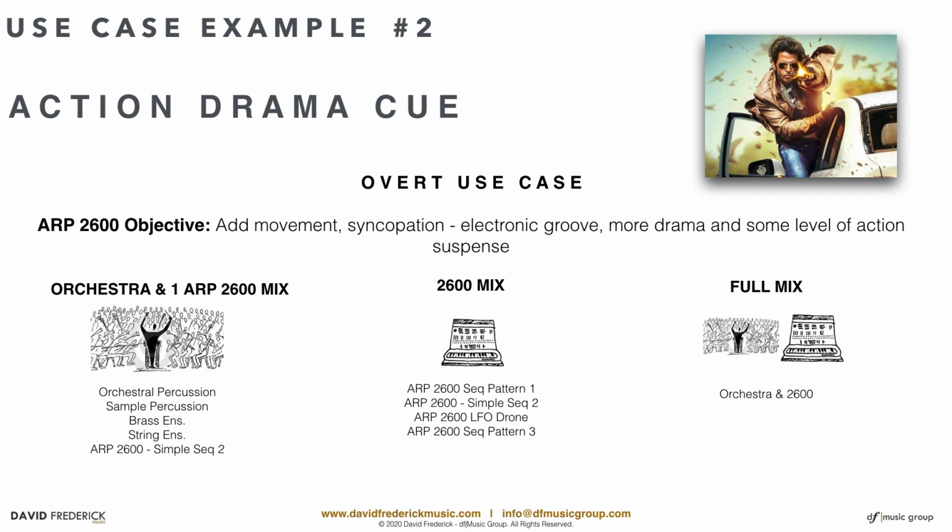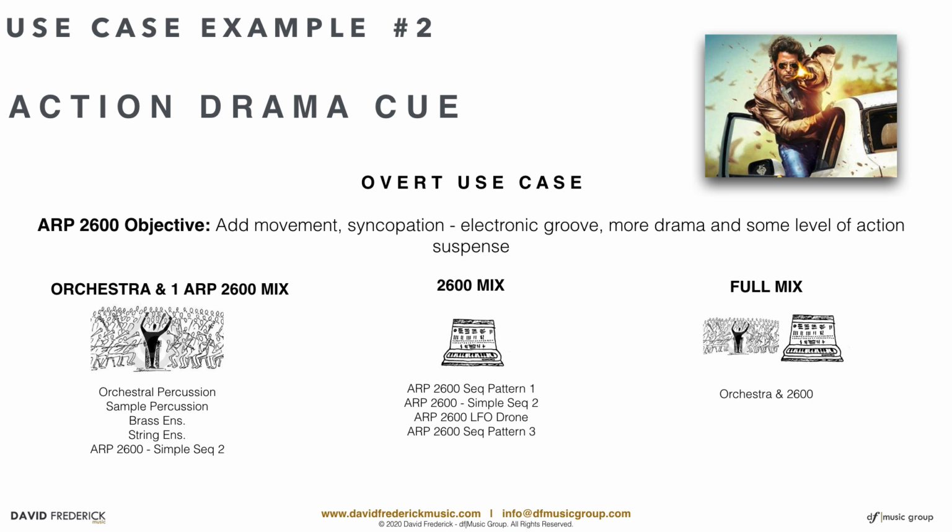So I created 4 2600 parts for this cue. As you heard in the last example, again, it's pretty sparse, very simple percussion, just a couple of brass and string stabs in there. It wasn't happening, right? So we're going to add this 2600 to kind of make this thing move, have a little bit of syncopation, and give it a little more drama and action suspense vibe.